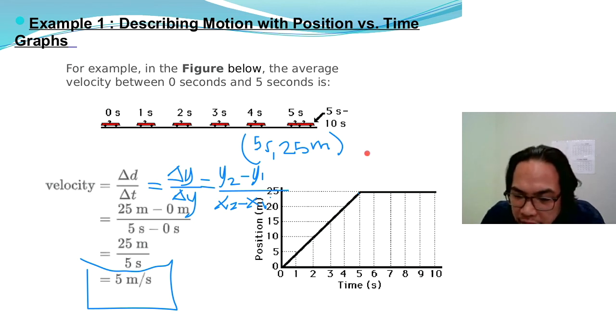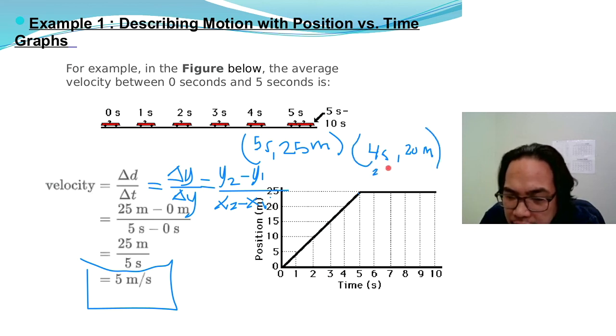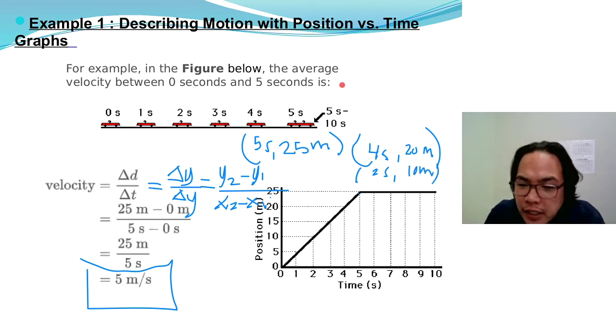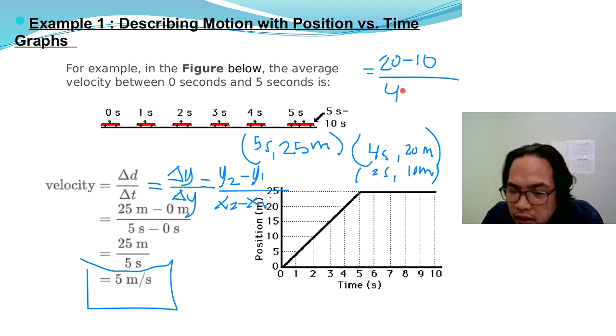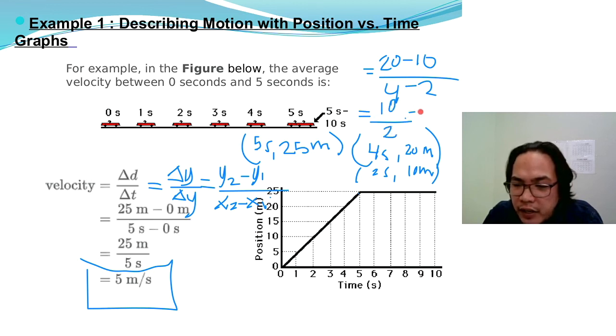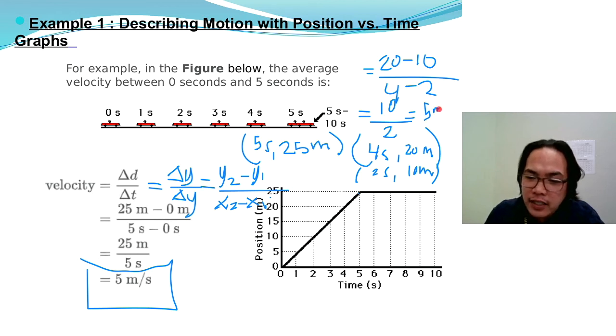So 4 seconds is paired up with how many meters? 20 meters. And then your 2 seconds, the displacement is 10 meters. Okay, so using the formula, y2 minus y1 divided by x2 minus x1. So it's going to be 20 minus 10 divided by your seconds, 4 minus 2. 20 minus 10 equals 10. 4 minus 2 equals 2. 10 divided by 2 equals 5. Therefore, your velocity is still 5 meters per second. So that proves that the line that looks like this represents constant velocity.